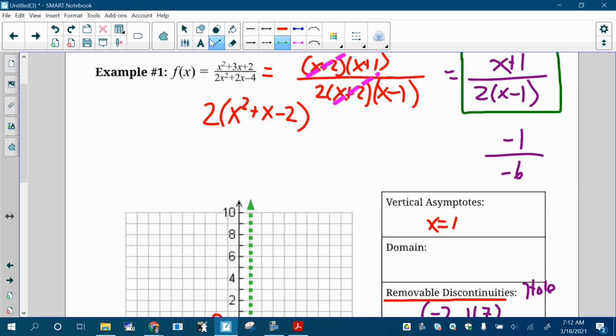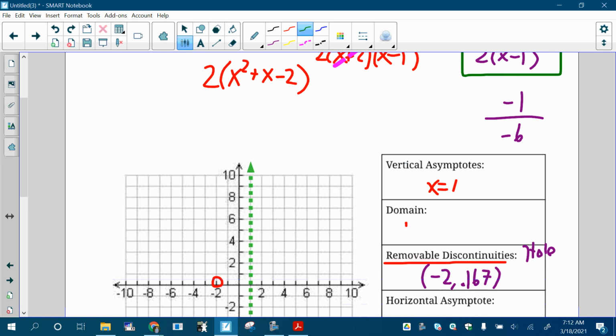What's my domain? Now be careful. I need to take into account all real numbers. I can't be 1 because of the vertical asymptote, but I also can't be -2 because of the hole. So when you're thinking about domain, you really need to think about not just the vertical asymptotes messing it up, but also the removable discontinuities. Both of those things kind of feed into what x values you're not allowed to have.